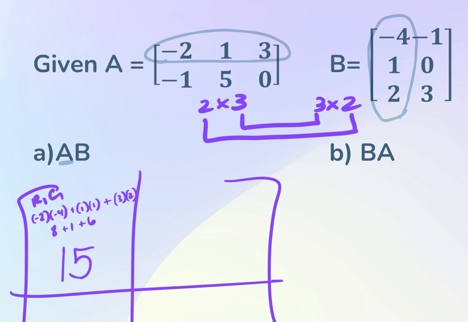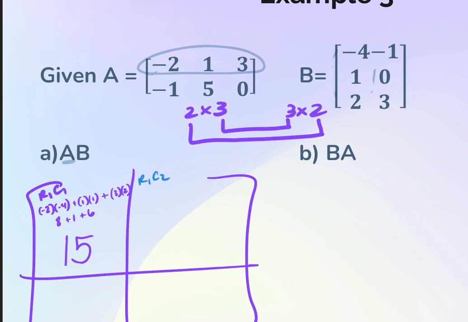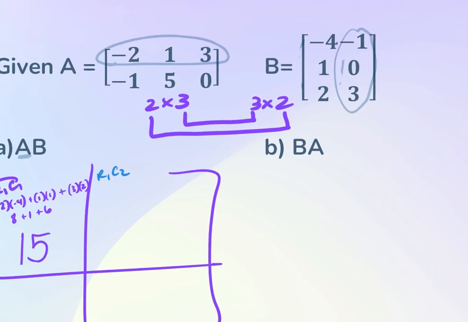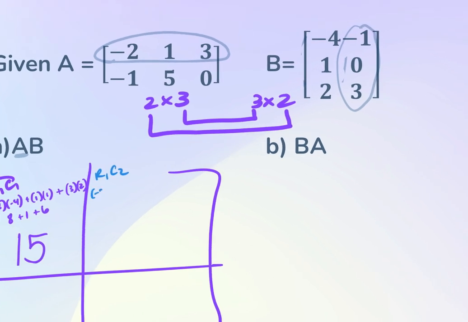Then I go to my next cell, the one to the right. What is its name? Row 1, column 2. That tells you that you're multiplying row 1 from the first matrix, which is already circled, with column 2 from B. Again, we do it in pairs. So I do -2 times -1 plus 1 times 0 plus 3 times 3, and I get 2 plus 0 plus 9, which is 11.